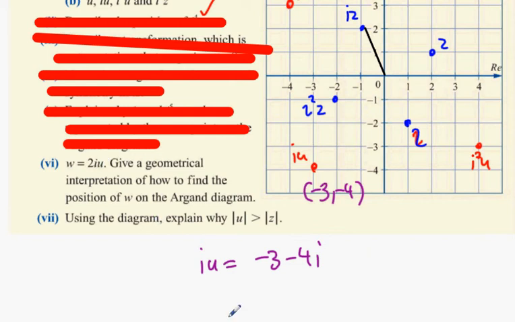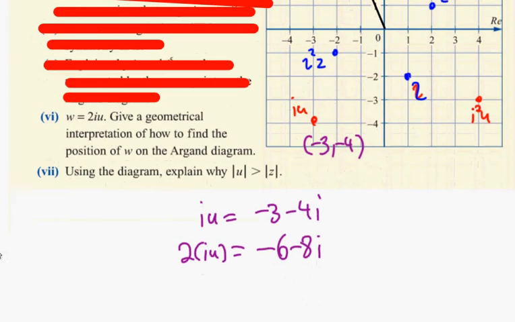Now, what does 2iu mean? Multiply it by 2. So it ends up becoming -6 - 8i. What did I do? When you're talking about u, you're correct. But when you're talking about iu compared to 2iu, all you did was double the distance. So 2iu is double the distance from the origin.